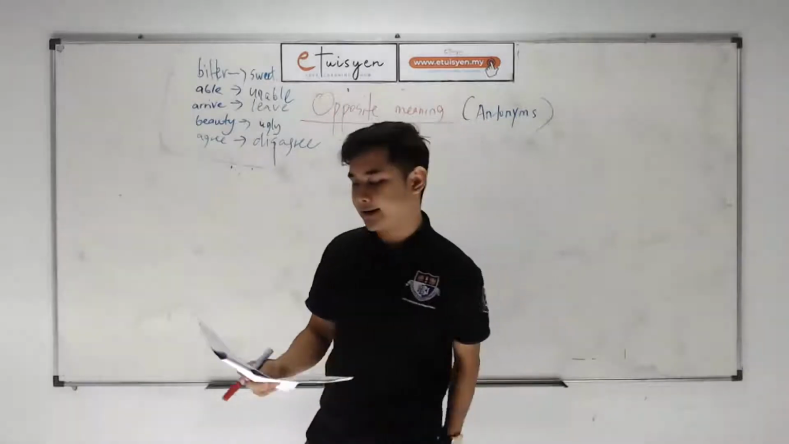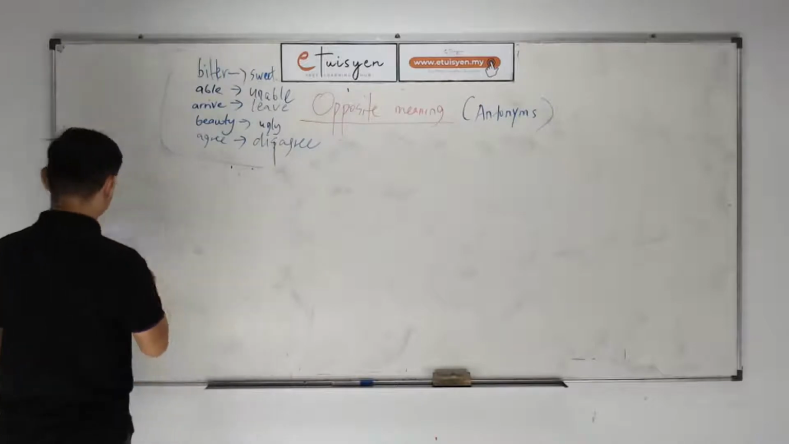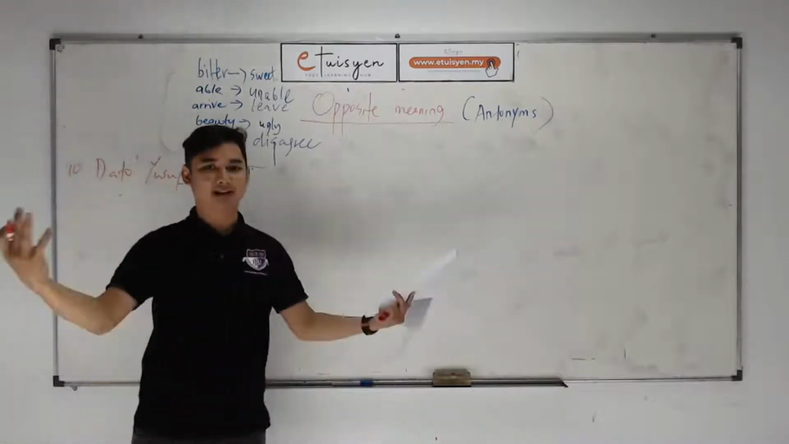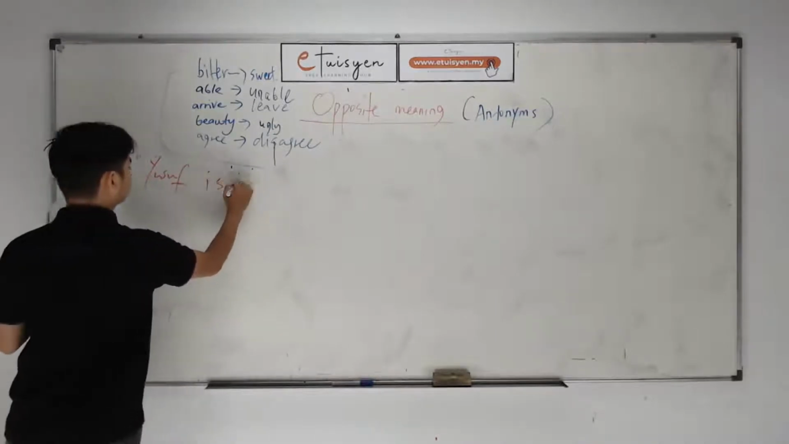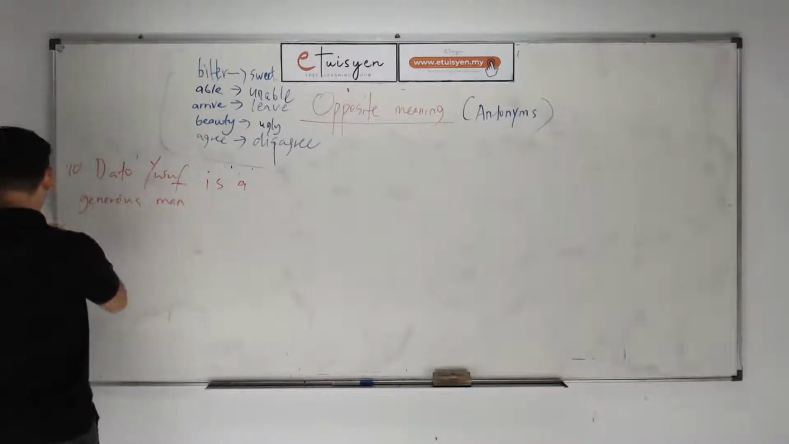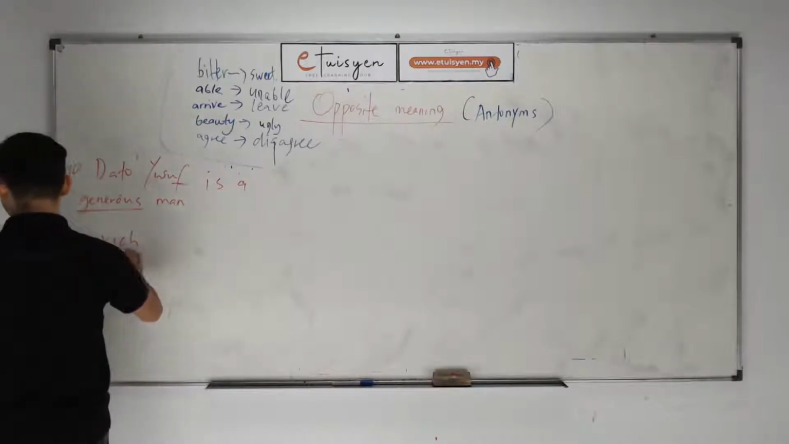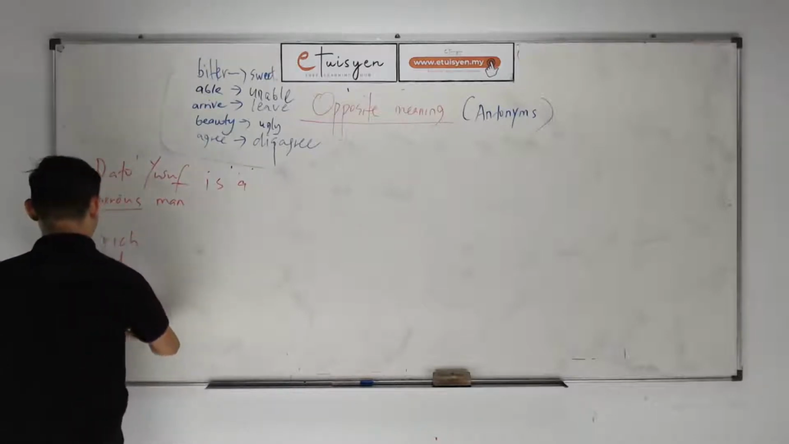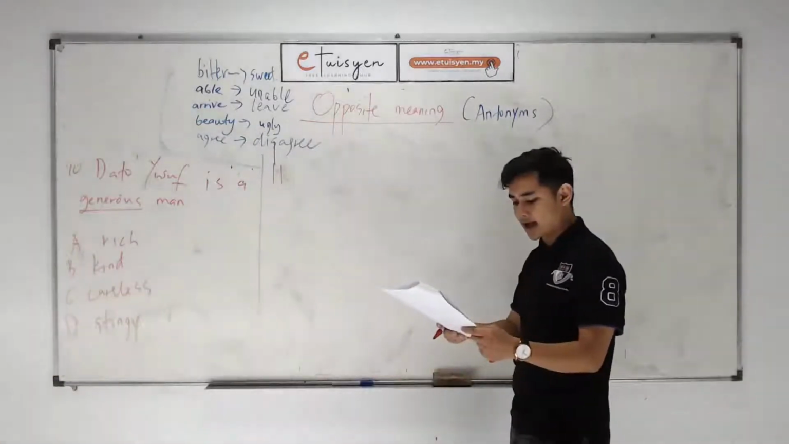Alright, see number 10. Datuk Yusuf. Wah, wow. Syam dah dengar Datuk, dah Syam dah tahu dah. Oh, what kind of answer will be asked? Okay, Datuk Yusuf is a generous man. So we have rich, kind, careless, and the stingy.